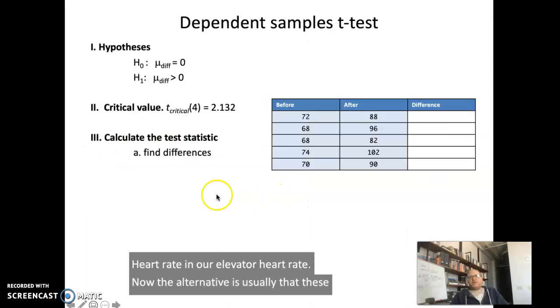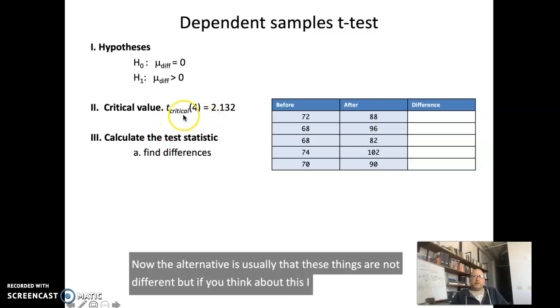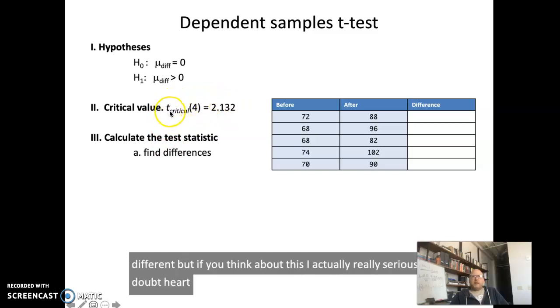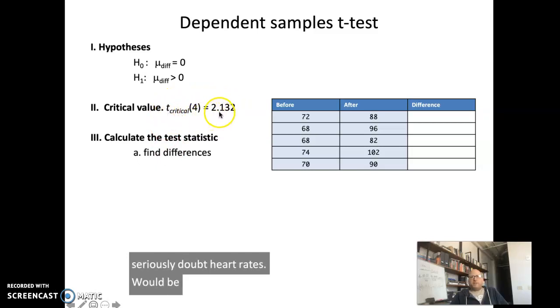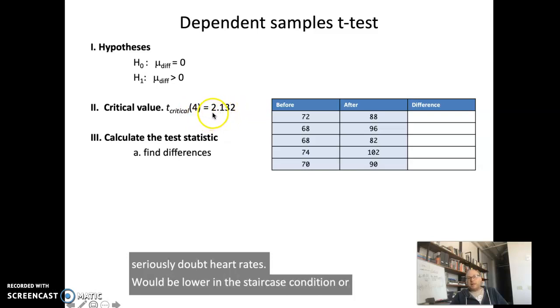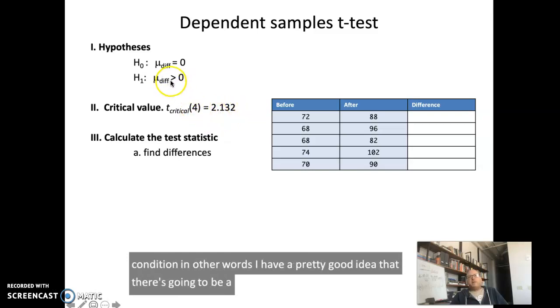All right, so I'm going to come back to working the problem. My critical value is right there. T critical, 4 degrees of freedom, is 2.132, and that's a positive because I expect my mean will be greater than 0.